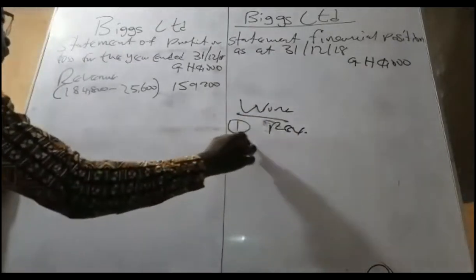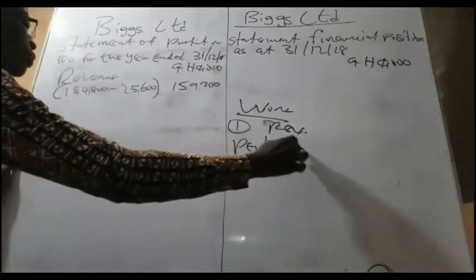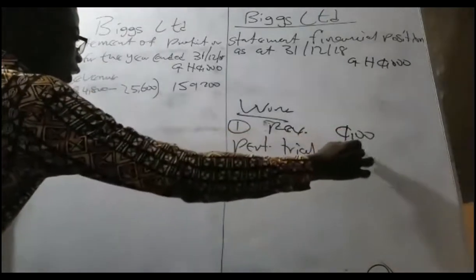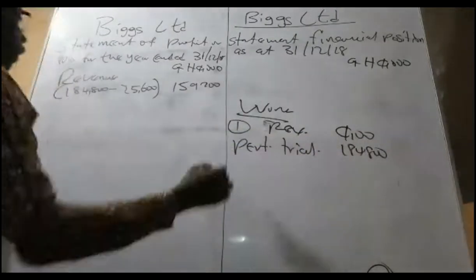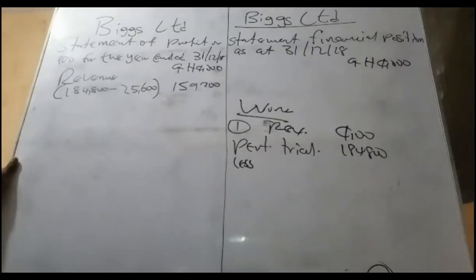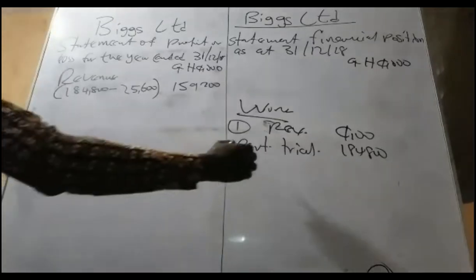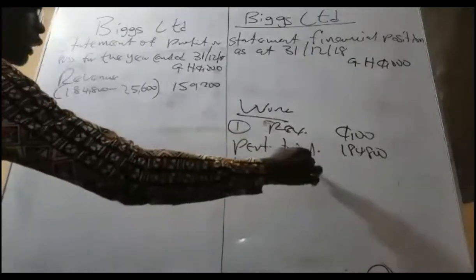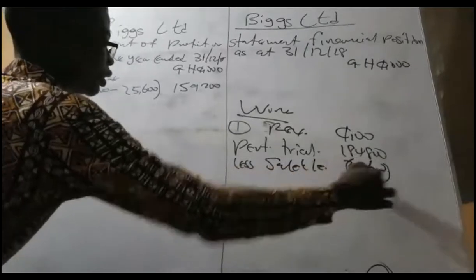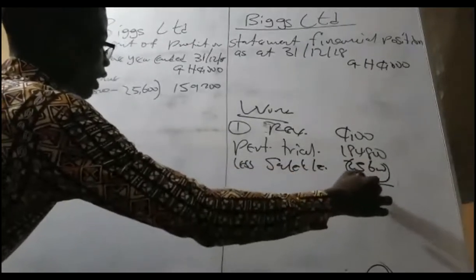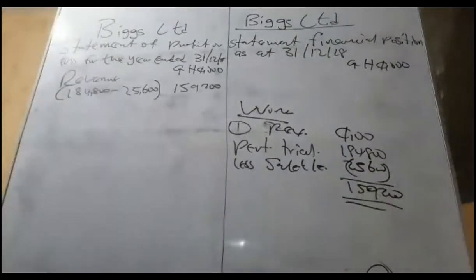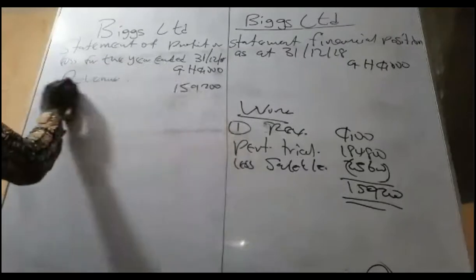So is it per the trial balance? Revenue figure is what? 184,800. Less what? Leased plant or sale and lease back. So sale and lease back, 25,600. You get 159,200. So in that case, when you come here, you don't need to show working again.